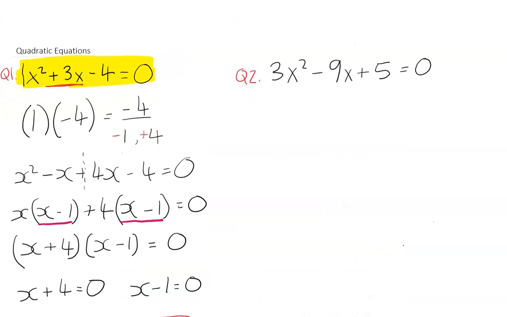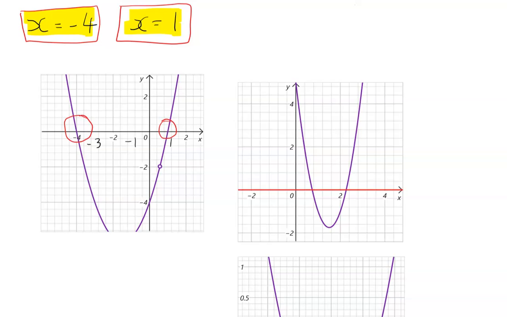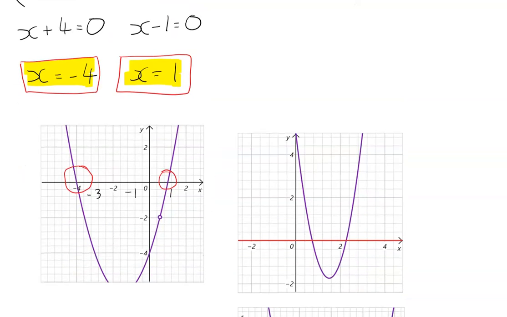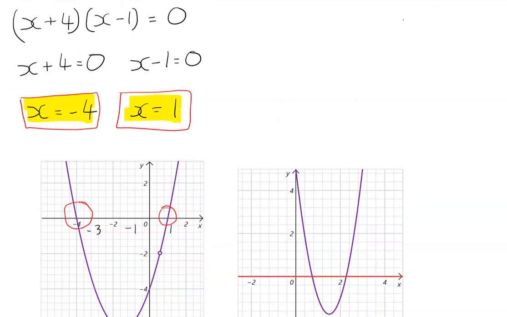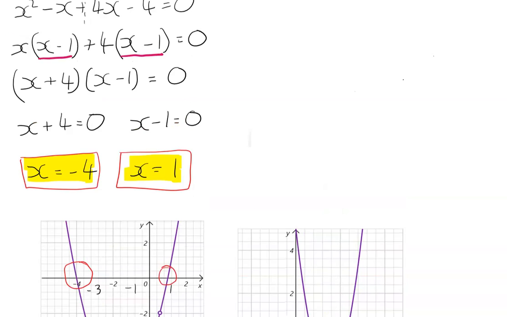Okay, moving on to this one. So we used the guide number for this, and we got nice whole numbers. Okay, but sometimes you mightn't get, it mightn't cross the x-axis at exactly 1 or exactly minus 4. It might be 1.3562, and it might go on for a while.